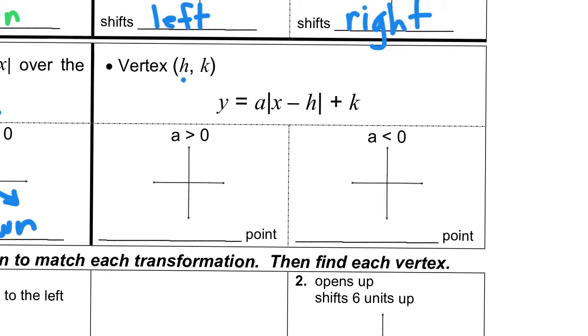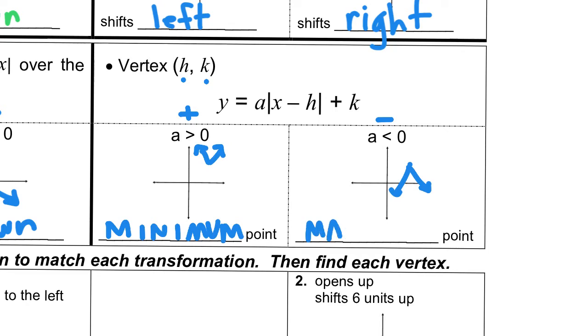Now let's look at the vertex. Given a vertex of h, k, if the a is positive, that implies that it still opens up, but it has shifted up and to the right. In this case, it will provide a minimum point, so the vertex will be the minimum. However, if a is negative or less than 0, then it will open down and the vertex will then be a maximum point.